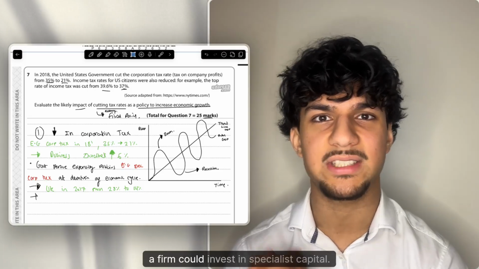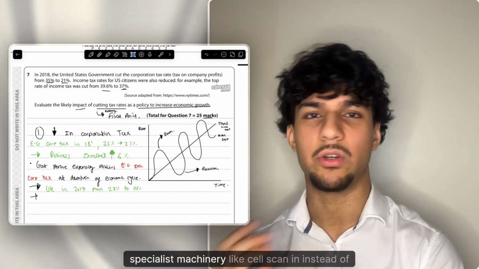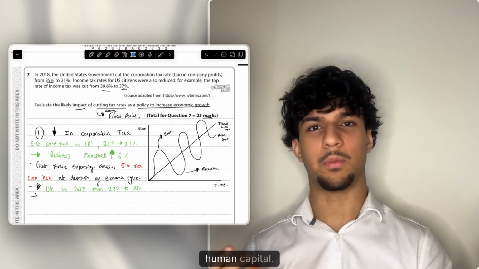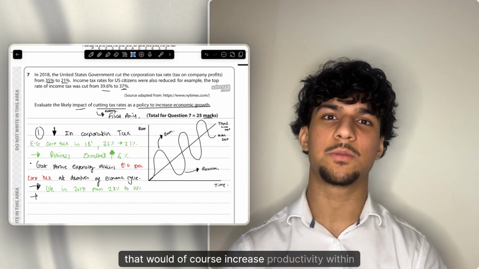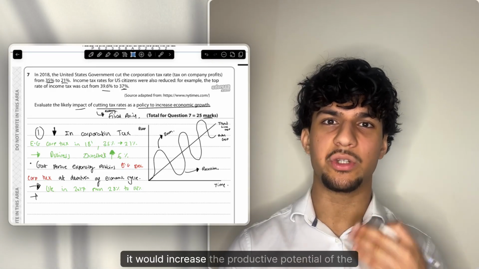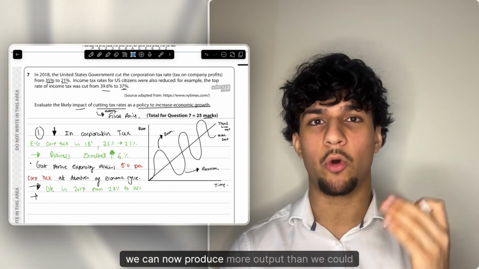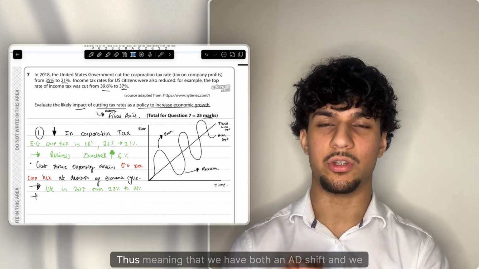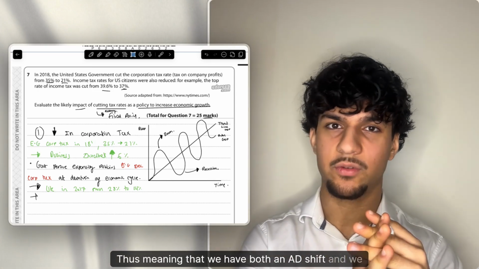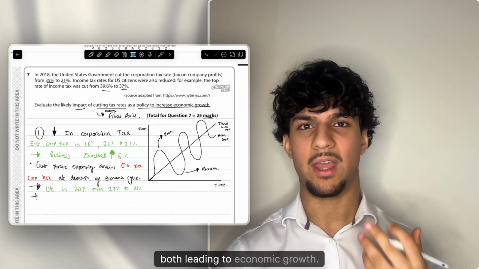For example, a firm could invest in specialist capital. For example, they could replace their human workers with specialist machinery like self-scan instead of human capital. Therefore, that would of course increase productivity within the economy, and more importantly for LRAS, it would increase the productive potential of the economy. We can now produce more output than we could before, thus meaning that we have both an AD shift and an LRAS shift outwards, of course both leading to economic growth.